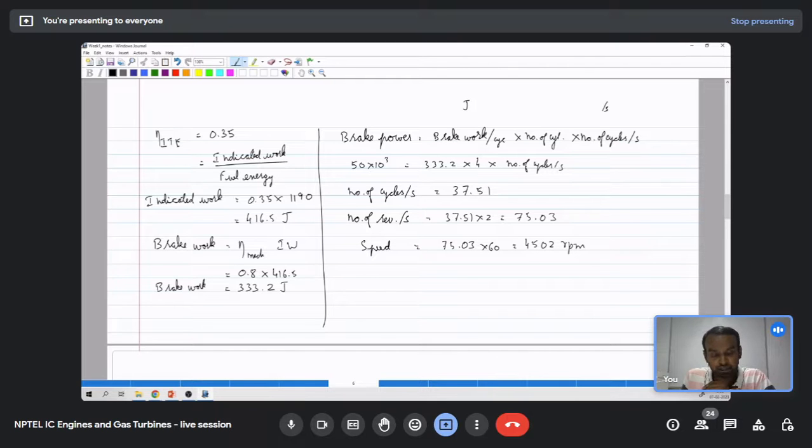Now we have the brake power, we have the brake work per cylinder per cycle, and we know that the number of cylinders is 4, and with this we can calculate the number of cycles required every second. That we have obtained as 37.5 cycles per second, and since it is a 4-stroke engine, that means 75 revolutions per second, and that is around 4500 rpm.